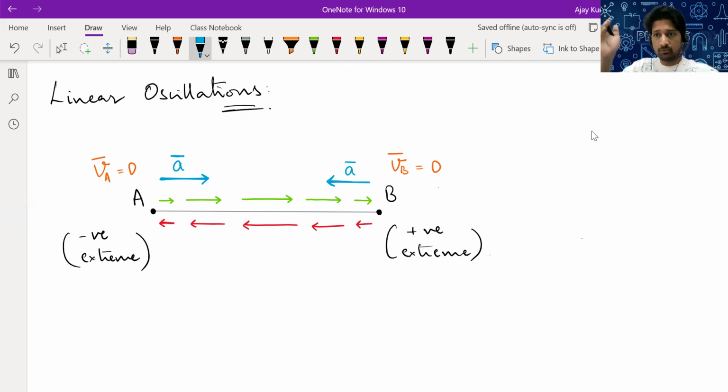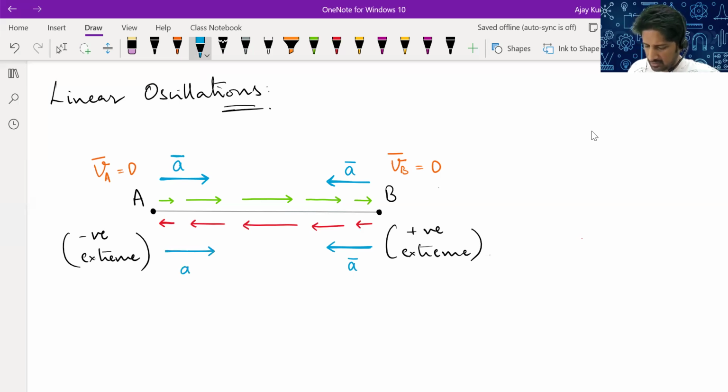Next, imagine it starting from B towards A. If it is starting from B towards A, that means it is accelerating towards A. So acceleration will be to the left. And as it approaches A, it has to slow down. Slowing down means acceleration should be opposite to its velocity. When it is approaching A, it's moving to the left, but it's slowing down, which means acceleration must be to the right.